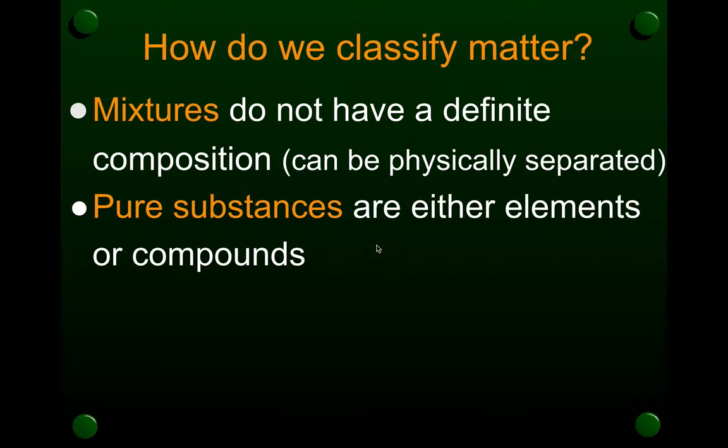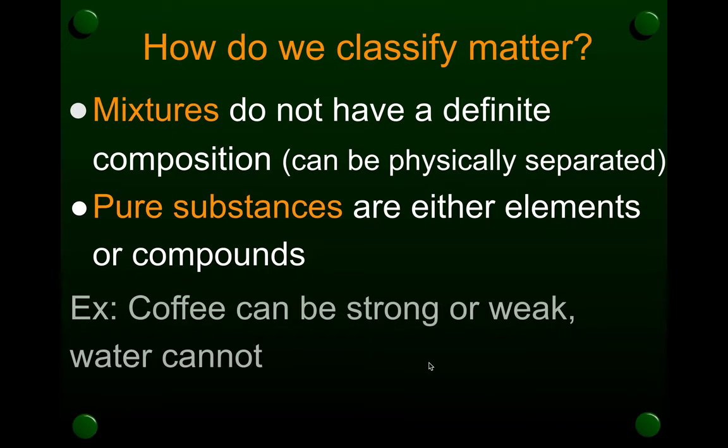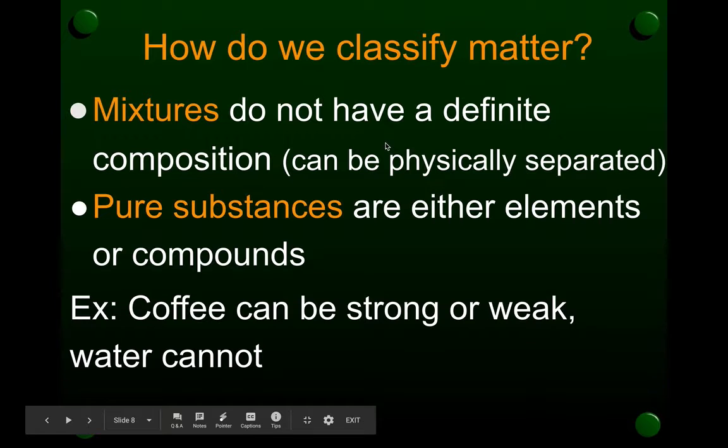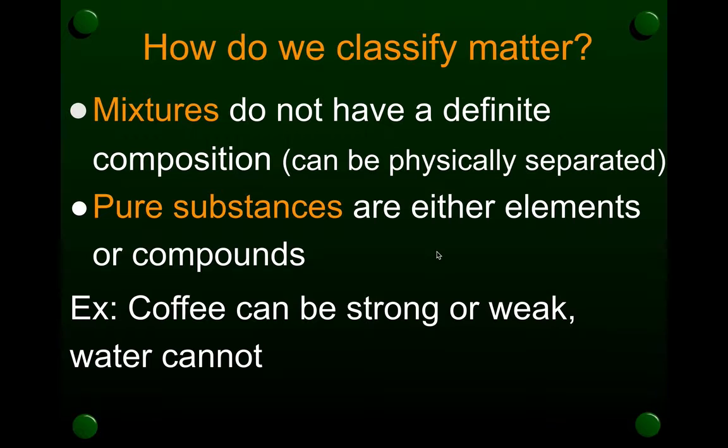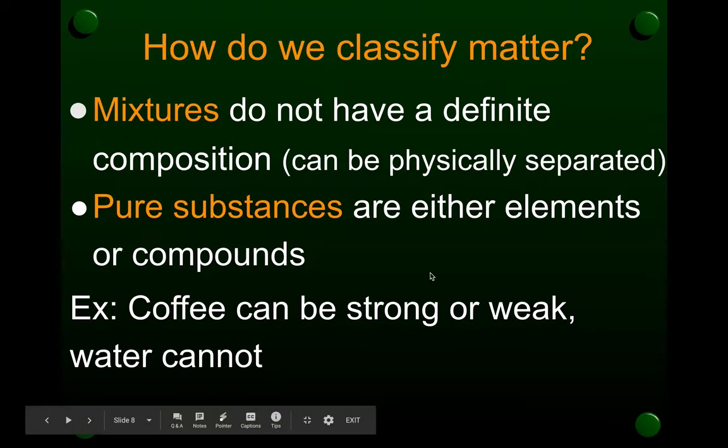For now, let's look at an example. Coffee, mixture or pure substance? Well, I would definitely say it's a mixture because it's obviously more than one compound. There's at least one compound, water, mixed with another compound, caffeine. But you also can tell because it can be weaker or stronger. That's one way to tell it's a mixture. Water cannot be weaker or stronger. You can't be like, oh, this water's too strong, I need to water it down. That'd be weird. So water is a pure substance.